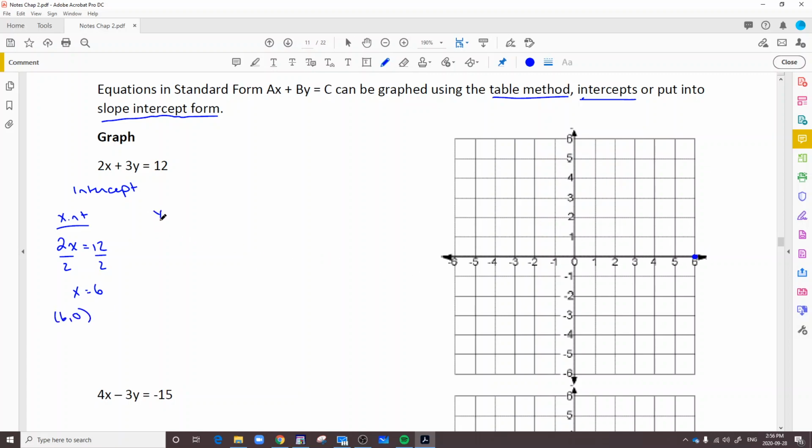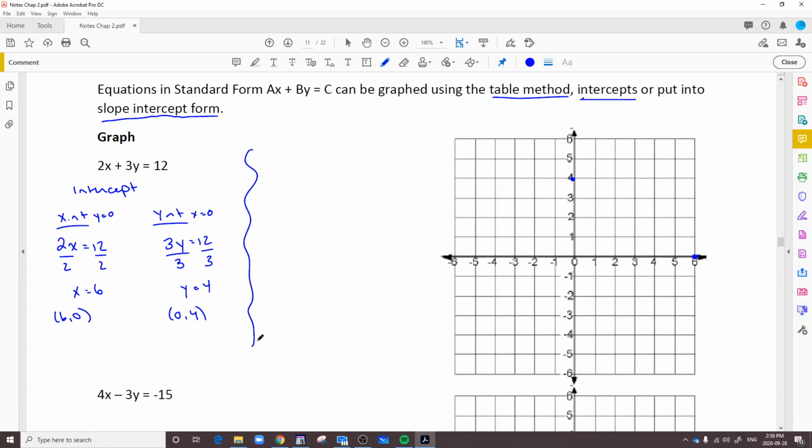The next one would be your y-intercept. For the y-intercept, we're going to let x equal 0. So again, you'd cross out this term. We're just going to go 3y equals 12, divide by 3, and you get y equals 4. So can I graph using the intercept method? Sure, I've got 2 points. 2 points is technically enough.